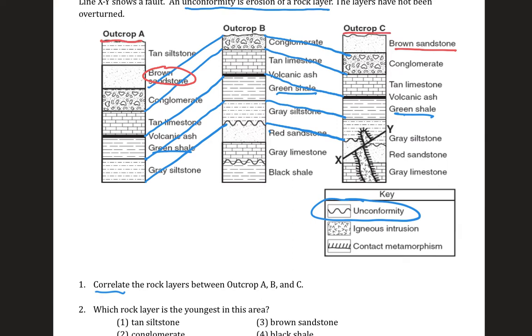And then hopefully you can also see that below in outcrop C, the red sandstone correlates with the red sandstone in outcrop B, and I'm going to change the color again. The gray limestone correlates with the gray limestone in rock outcrops C and B. So hopefully you can see that. So now we're going to go on to question number 2.